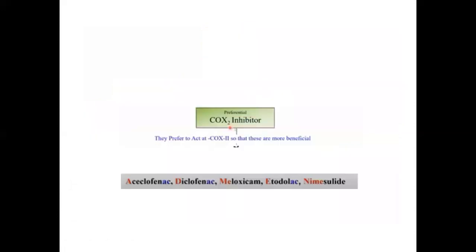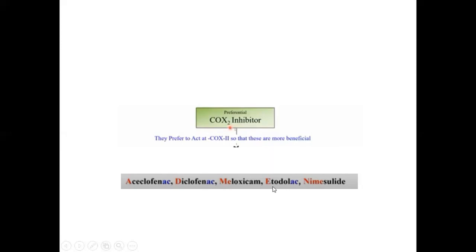The drugs which come under the heading of the preferential COX-2 inhibitors, that means they prefer to act on COX-2. So these are more beneficial as compared to the others, because they prefer not to act on COX-1. The drugs included are aceclofenac, diclofenac, meloxicam, etodolac, and nimesulide. So mark it red to memorize it.